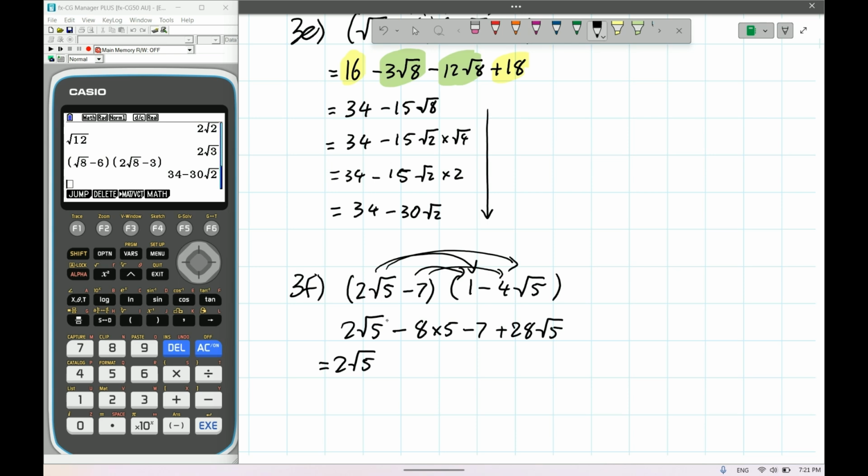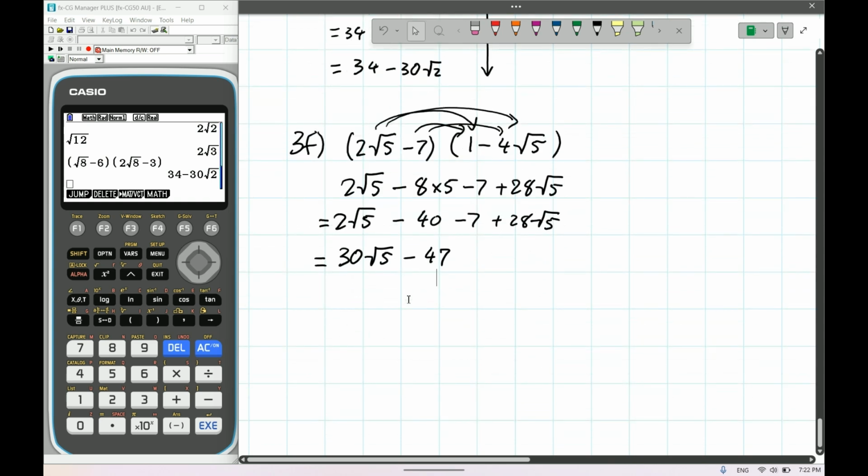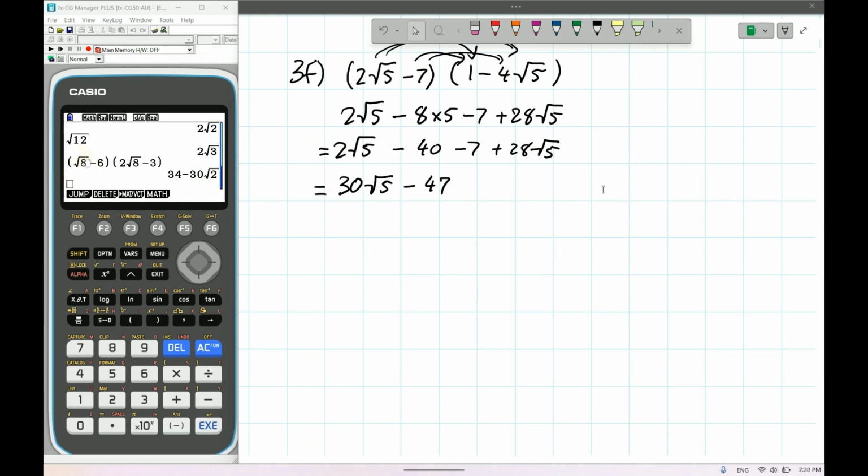And just to simplify a little bit, so 8 times 5 is 40, minus 7 plus 28 root 5. And now we can just collect our like terms. So 2 square root 5 plus 28 root 5 is 30 root 5. Minus, so, sorry, negative 40 minus 7 is negative 47. Cool. And that's the answer for question 3F. Cool. All right, I'll stop right there.